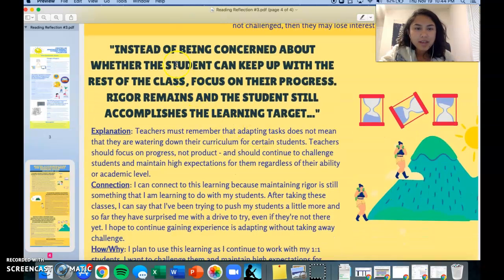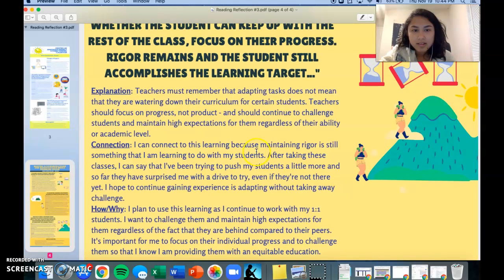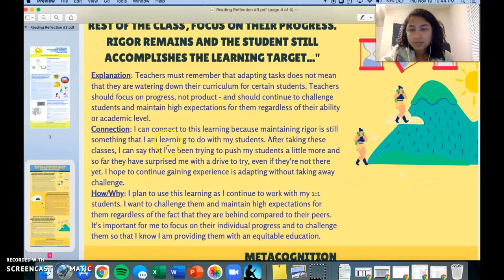And then lastly, instead of being concerned about whether the student can keep up with the rest of the class, focus on their progress. Rigor remains, and the student still accomplishes the learning target. This was very important because, like it says right here, teachers must remember that adapting tasks does not mean that they are watering down their curriculum. Teachers should focus on progress, not product, and should continue to challenge students and maintain high expectations for them, regardless of their ability or academic level.